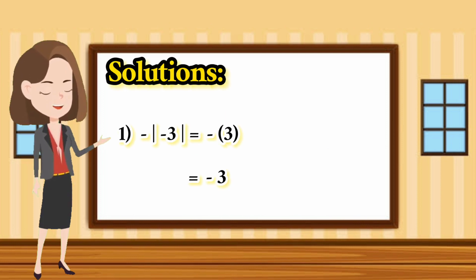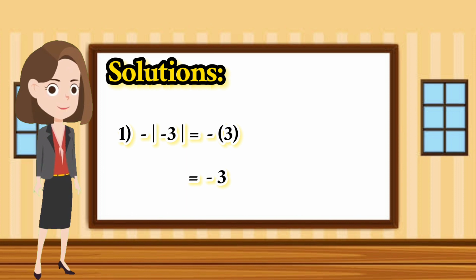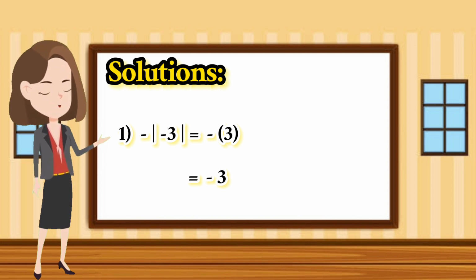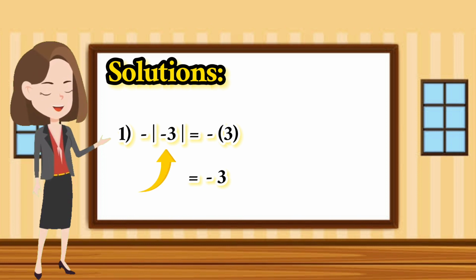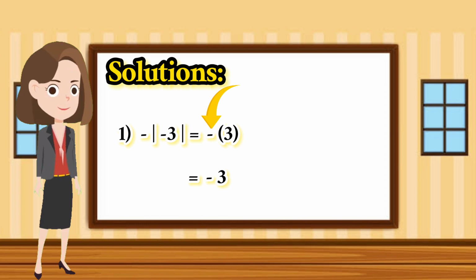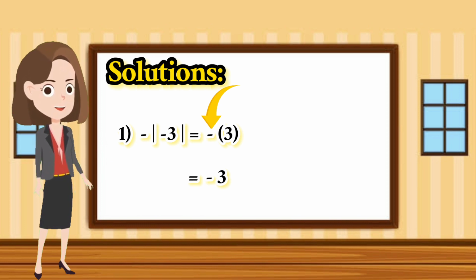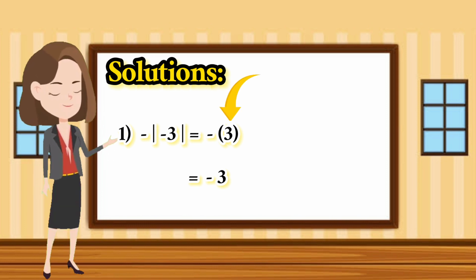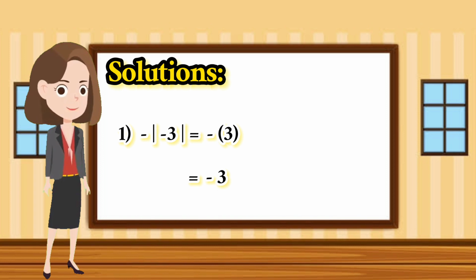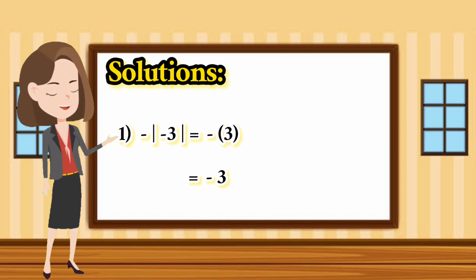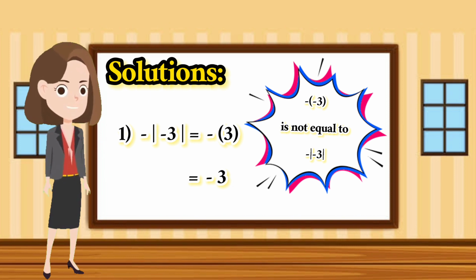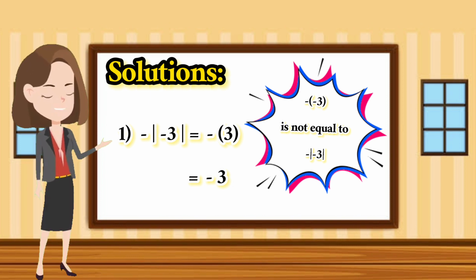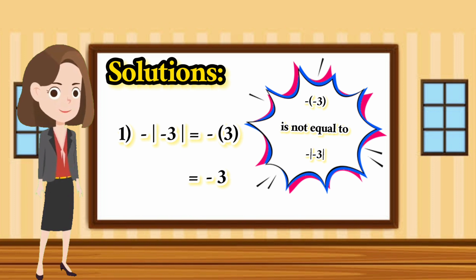For the solutions, number 1, the negative of the absolute value of negative 3. We just copy the negative sign and find the absolute value of negative 3. That is negative, and the absolute value of negative 3, which is 3. Take the negative of 3, thus we have negative 3. Take note that the negative of negative 3 is not equal to the negative of the absolute value of negative 3.